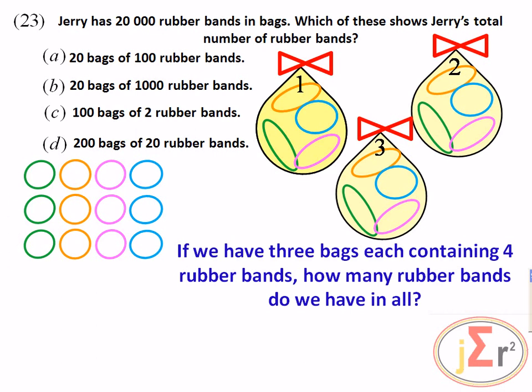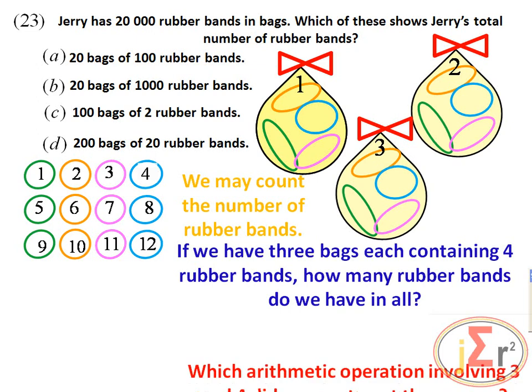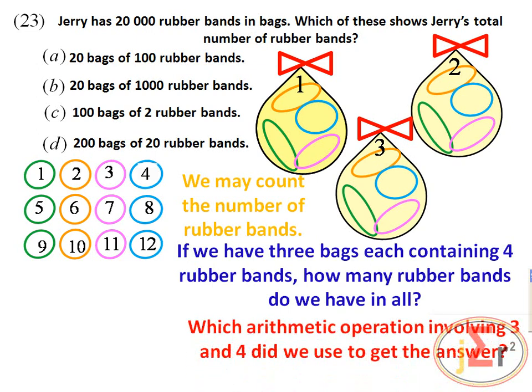So what do we know? We may count the number of rubber bands, because we can count them. We removed the rubber bands from the bags, or we copied them from the bags. So we have how many rubber bands in all? 12. Now if we have 3 bags containing 4 rubber bands, which arithmetic operation involving 3 and 4 did we use to get the answer? Jerry said that a long time ago, but I'm asking him again. What operation did we use with the 4 and the 3 in order to get 12? Multiply. Right, so we use multiplication. 4 3s, 12.